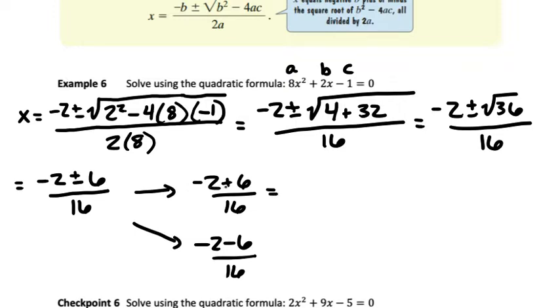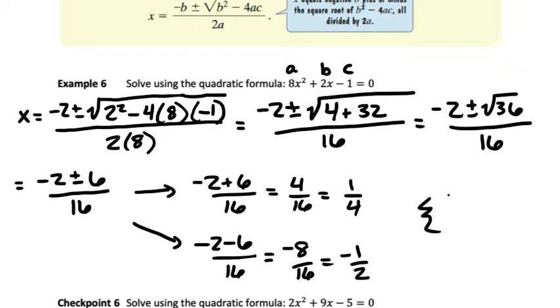So negative 2 plus 6 is 4, and they also are going to want you to simplify fractions whenever possible. So I can simplify that to 1/4. Negative 2 minus 6 is negative 8, and negative 8 over 16, I can simplify that to negative 1/2. So my solution set that I put in the bracket is 1/4, comma, negative 1/2. And again, they're generally going to prefer you to write things as fractions instead of decimals.